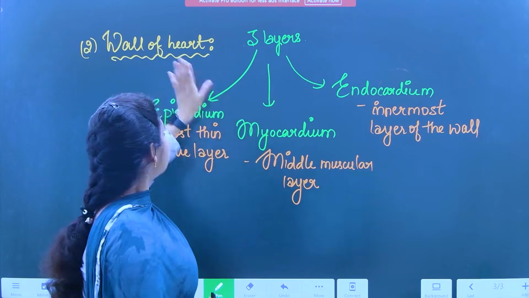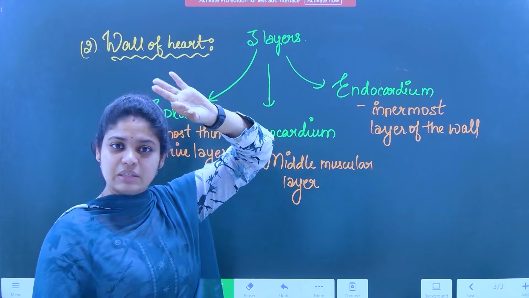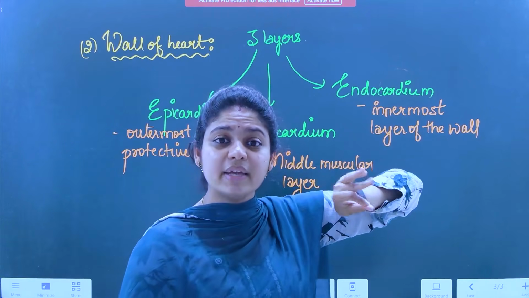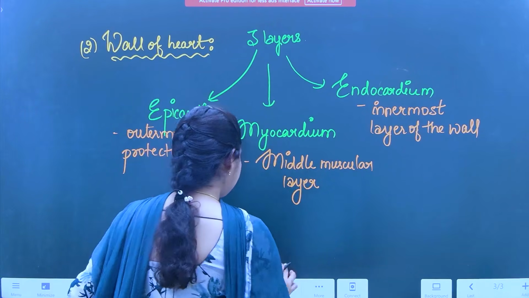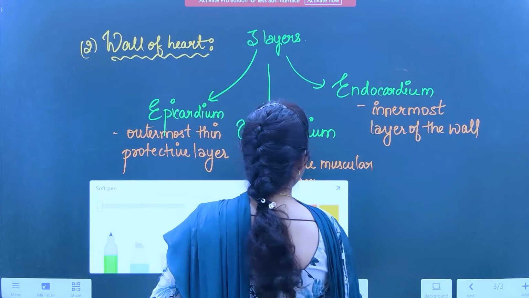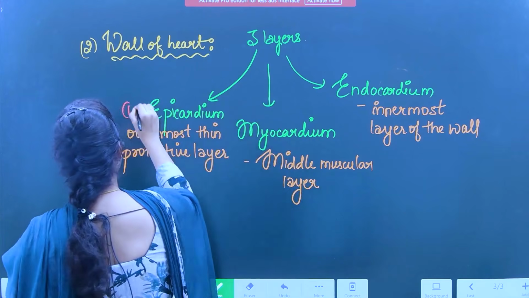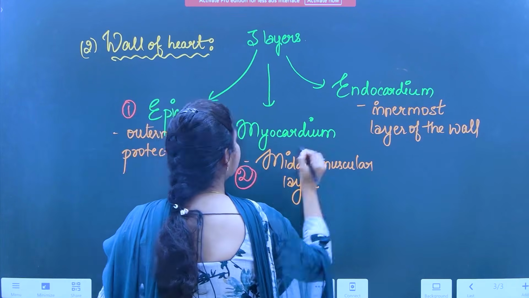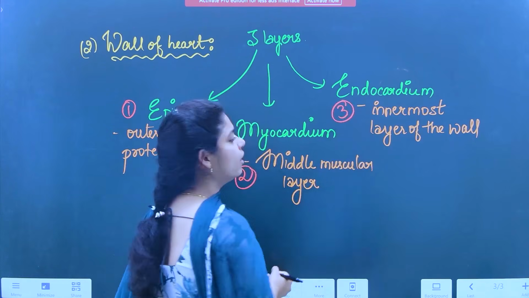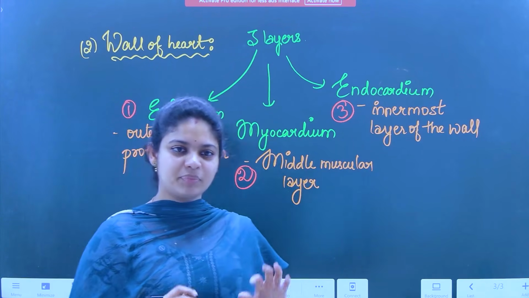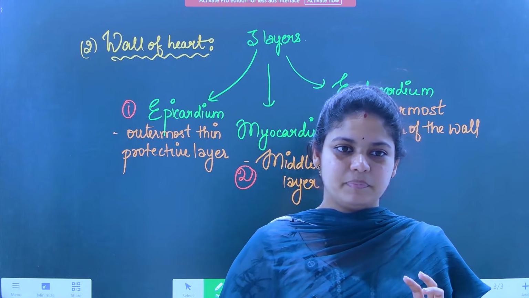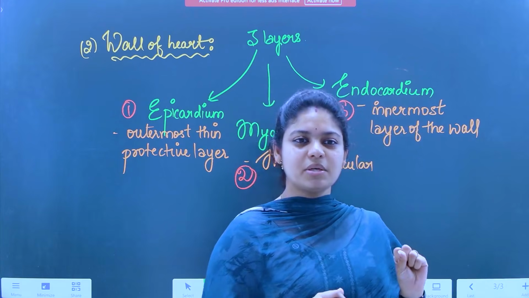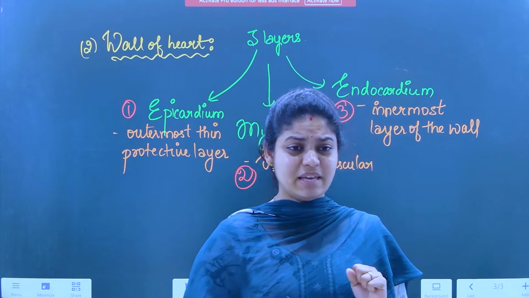Understood? Okay, so the wall has three layers. What are the three layers? The outer protective layer is epicardium. Then we have the middle myocardium. And then the innermost is the endocardium. Clear? Shall we get into the heart? Yes or no?